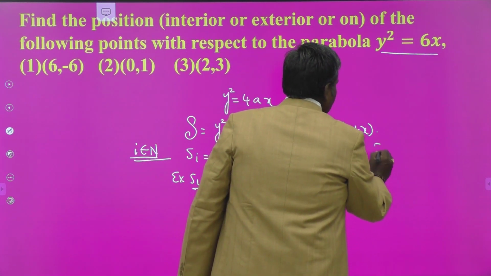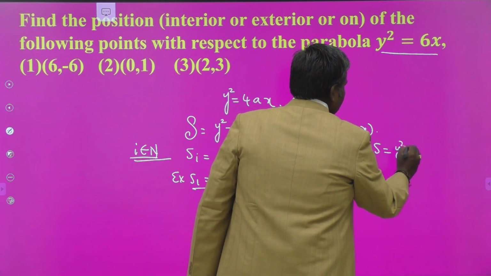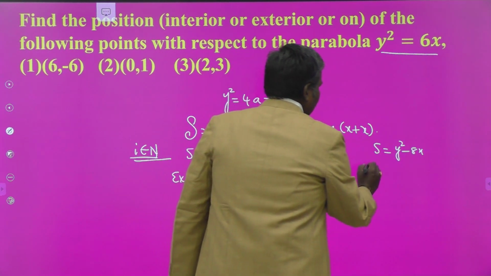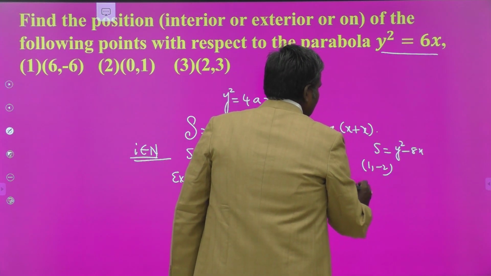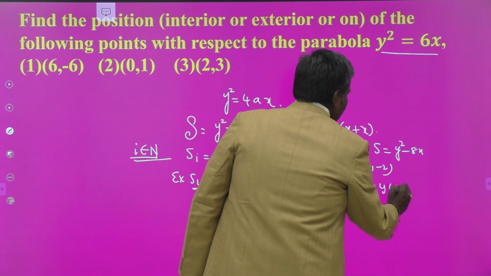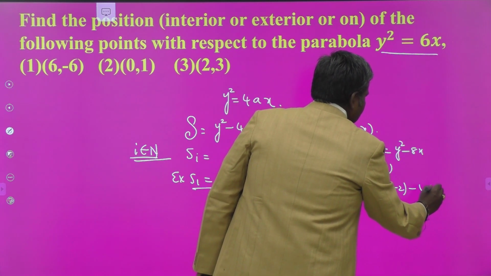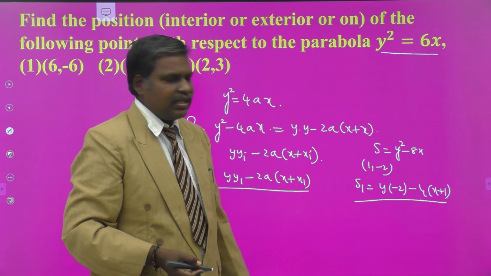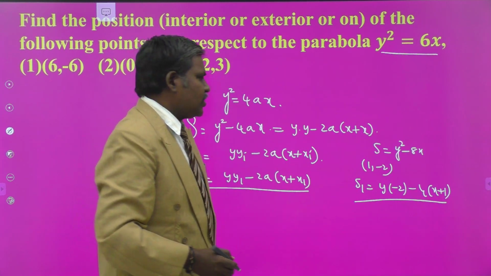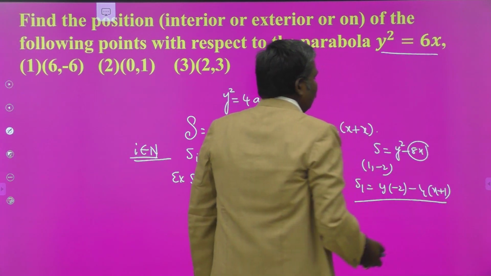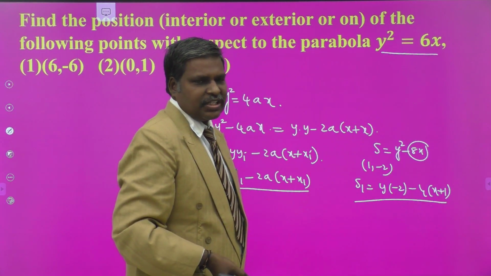For example, your S is like this, y square minus 8x. This is the expression S. Your point is (1, minus 2) say. S1, how to write S1? y into minus 2 minus 4 times (x plus 1). It is very easy for you. Already you have experience in circles. You can write this easily. Instead of y square, what you have to write? y y1. Instead of minus 8x, what you have to write? Minus 4 times (x plus x1).